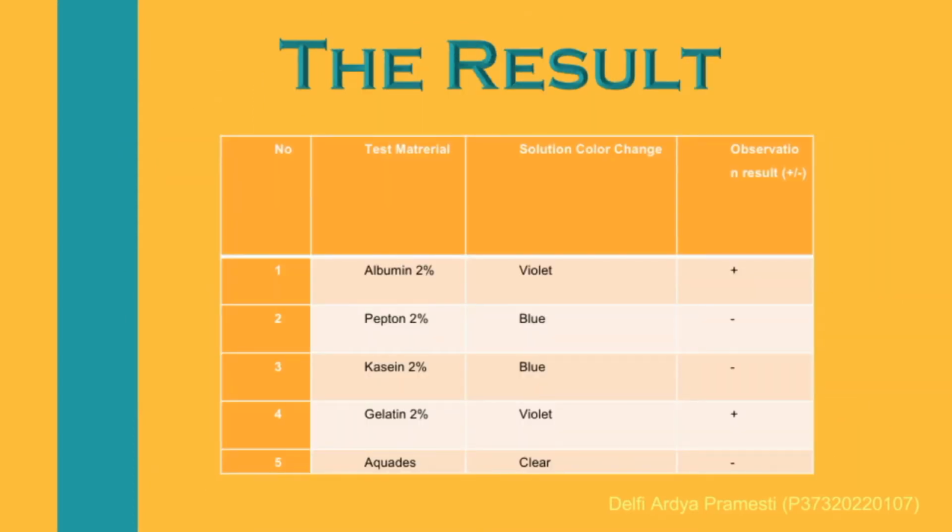The result: test material. First, albumin 2%, solution color changes to violet, observation result plus. Second, peptone 2%, solution color changes to blue, observation result minus. Third, casein 2%, solution color changes to blue, observation result minus. Fourth, gelatin 2%, solution color changes to violet, observation result plus. Fifth, aqueous, solution color is clear, observation result minus.